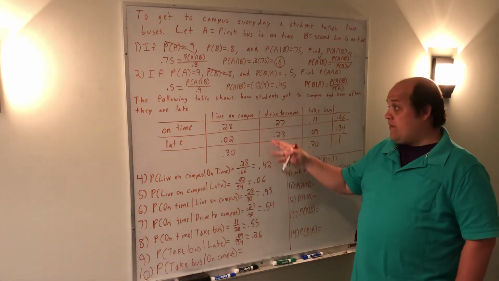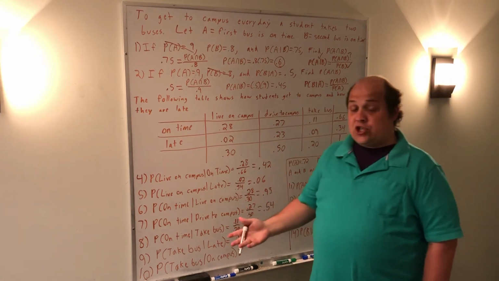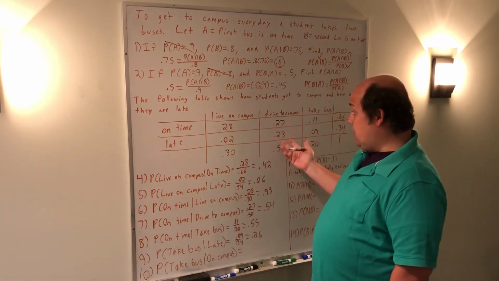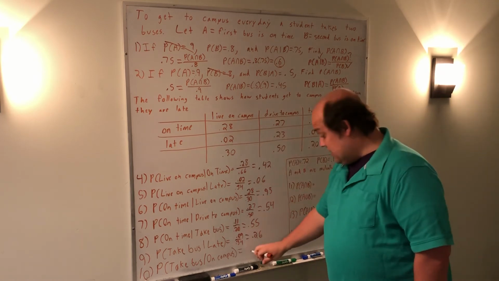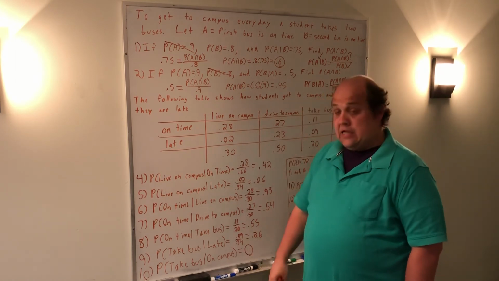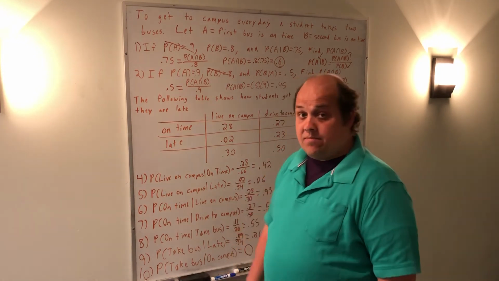If we know they drive to campus, we know they don't live on campus or take the bus. So if you condition something on another column, and you ask what's the probability of this column given it's in this other column, 0 is the probability. These 2 columns are mutually exclusive. They cannot happen at the same time.